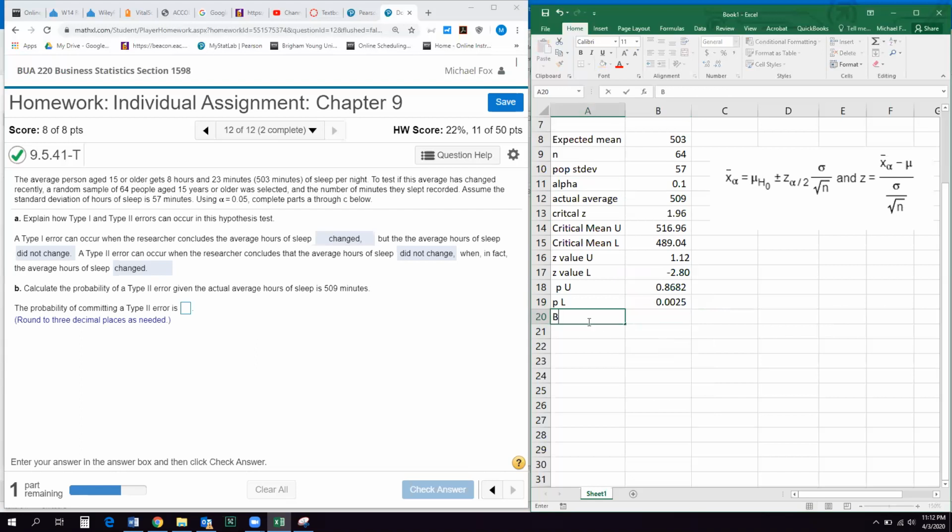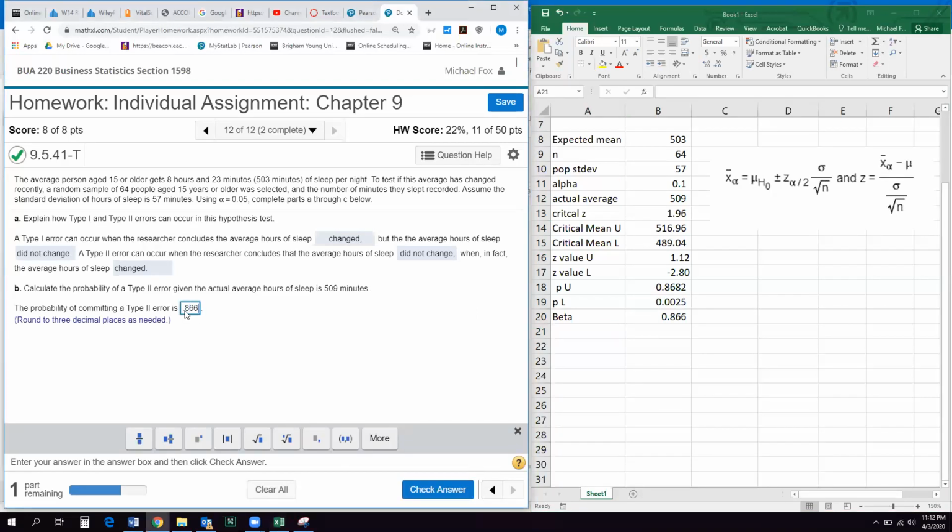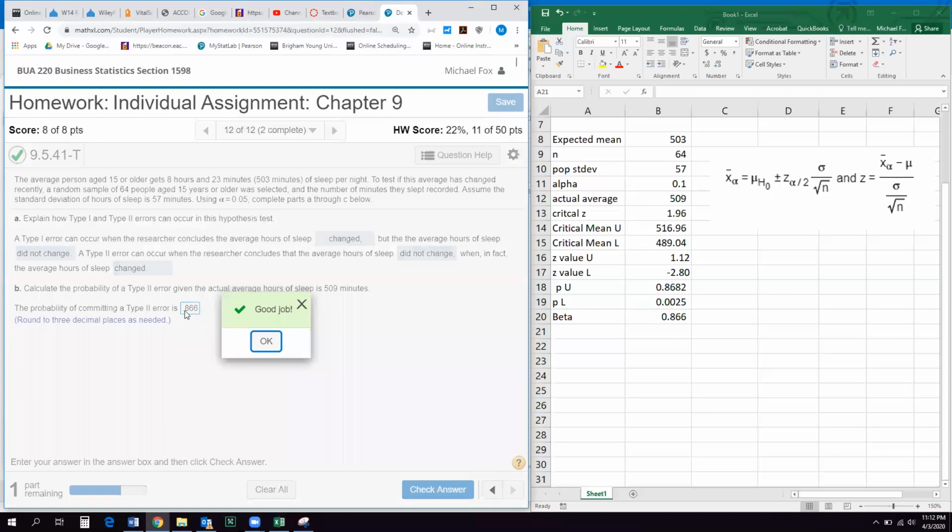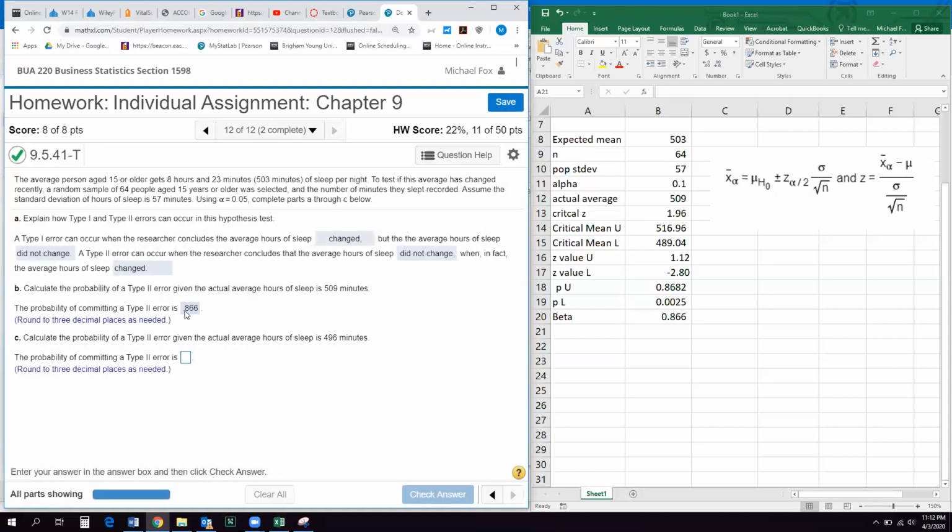So our beta then will be the difference, or the probability of being in between those two points. There's our beta, 0.866. And we hope we got it right, and we did. Then the third part is actually going to be the same thing, but for an actual average of 496 minutes.